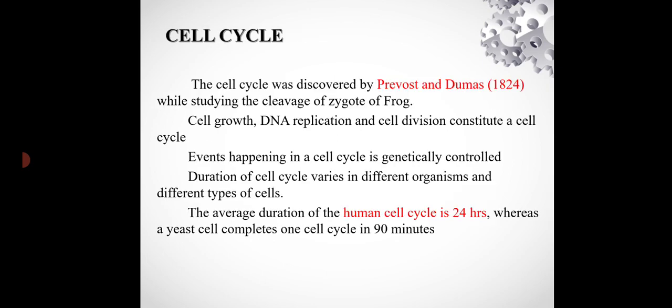Okay, next, the cell cycle. The cell cycle was discovered by Prevost and Dumas in 1824 while studying the cleavage of the zygote of a frog. Cell growth, DNA replication and cell division constitute a cell cycle. Events happening in a cell cycle are genetically controlled. The duration of a cell cycle varies in different organisms and different types of cells. The average duration of a human cell cycle is 24 hours, whereas a yeast cell completes one cell cycle in 90 minutes.